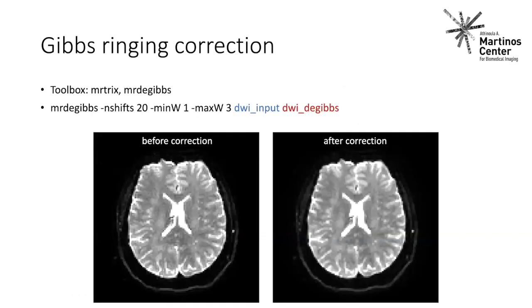So the toolbox is implemented in MRtrix as mrdegibbs, and the input is also very simple. We can just use its default setting, and you have the input, and you get the output. It's very fast. So this is before correction, this is after correction. We can see before correction, there are a lot of rings in the corpus callosum around the ventricle. After correction, most of the ring artifacts are gone.